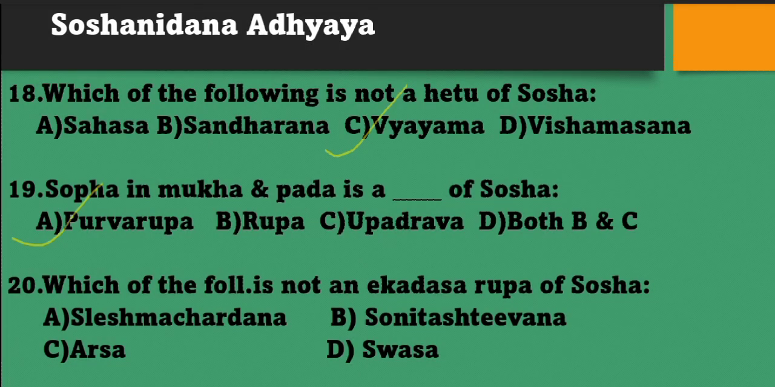Which of the following is not an ekadasha rupa of shosha? Sleshma chardana, shonita shtivana, arsha, shwasa. Sleshma chardana, shonita shtivana, shwasa are all included in the ekadasha rupa of shosha. Arsha is the answer. Option C.